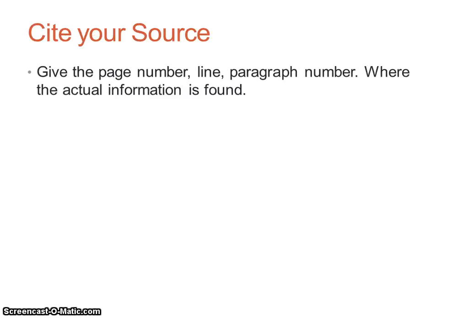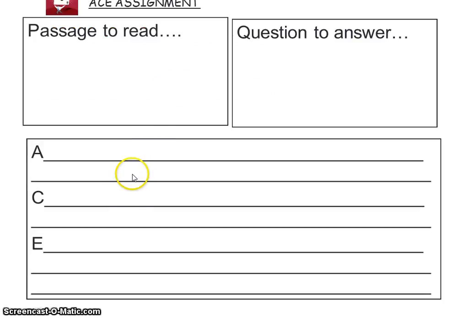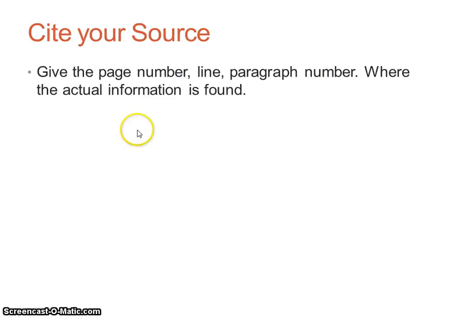The C part that you see here is cite your source. When you cite your source, you give the page number, you give the line, you give the paragraph number, anything to tell the person this is where you found it. That's basically what you do when you cite your source. It's pretty much saying, I know I've given you the answer, and this is where I found the answer.